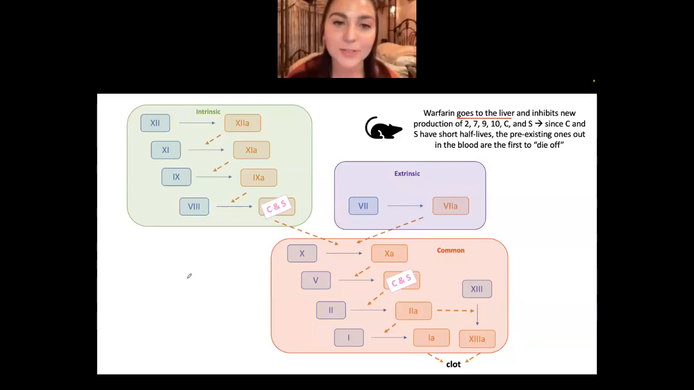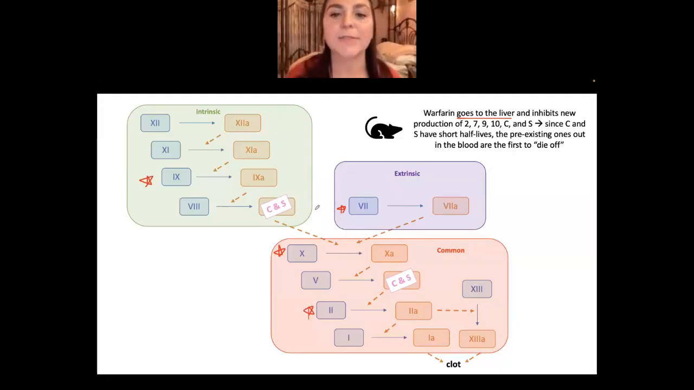But like I said, protein C and protein S have super short half-lives. So when these guys are circulating around, where's 7? So here's 7, here's 2, so 2, 7, here's 9, and here's 10 down here. These are all the factors that warfarin is eventually going to inhibit. So these guys are all floating around. If they're not replenished, eventually they're going to die off, right? Because nothing lives forever, especially not the clotting factors.